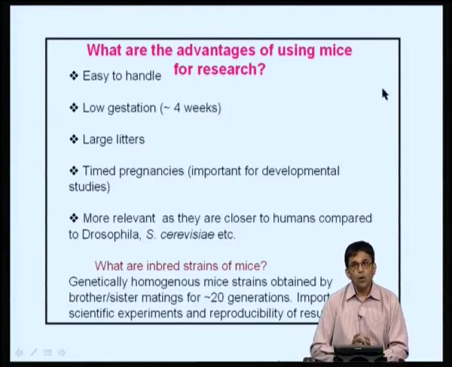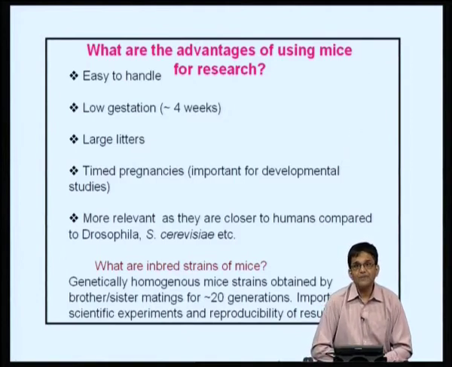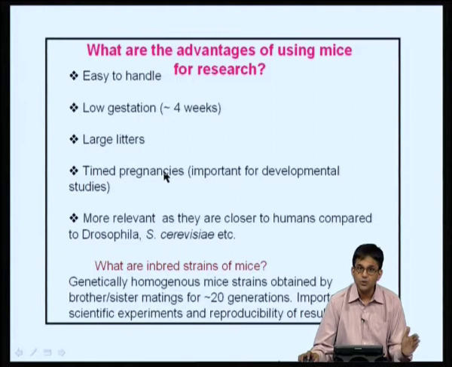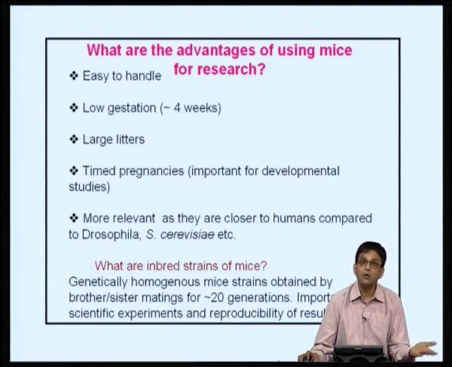Okay, as mentioned, a lot of the studies with HLA have to do with mice. And what are the advantages of using mice for research? First, they are easy to handle, they have a short gestation, so within about 4 weeks you have the litters, and the litters are fairly large, so they breed well. You can also time the pregnancies, which is important for developmental studies, and studies on mice are obviously more relevant because they are closer to humans compared to Drosophila or yeast like Saccharomyces cerevisiae.